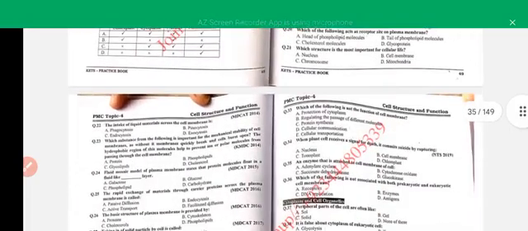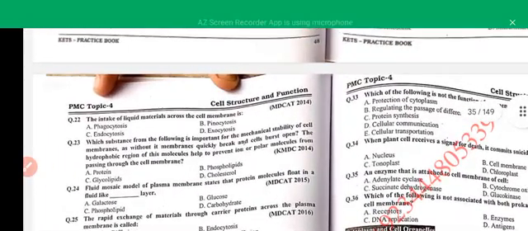Then we are going to discuss the intake of liquid materials across the cell membrane. It is pinocytosis, a very easy MCQ.